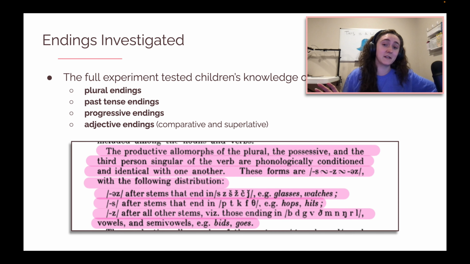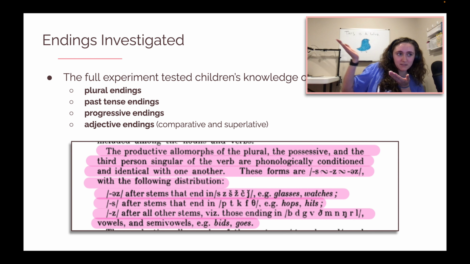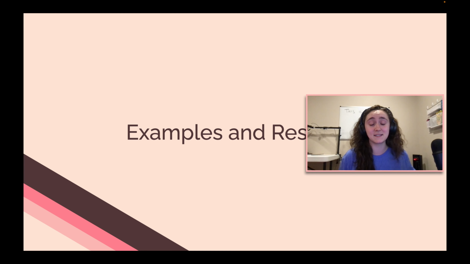So the whole experiment investigated plural endings, past tense endings, progressive endings, and adjective endings, the comparative and superlative like red, redder, reddest. But I'm only going to be talking about the findings for the plural ending ones because that's what's relevant for the WUG, and that is the famous example everybody knows. So we'll just talk about that for now. Let's go over some of these examples and their results.